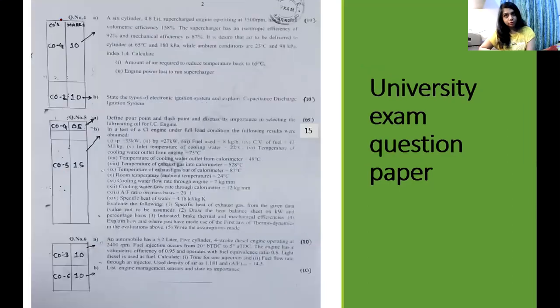Similarly, follow the same process in question number 4, A and B. Then question number 5, A and B. Then question number 6, A and B. Now in this question there is no choice, so everything is very straightforward.